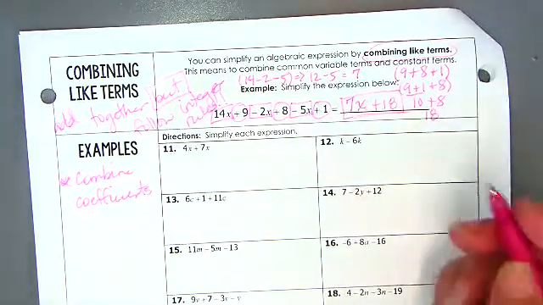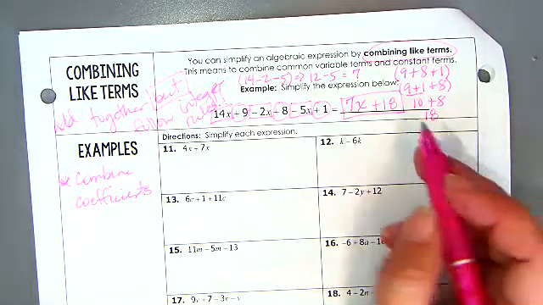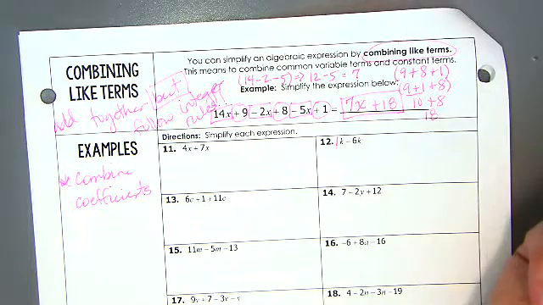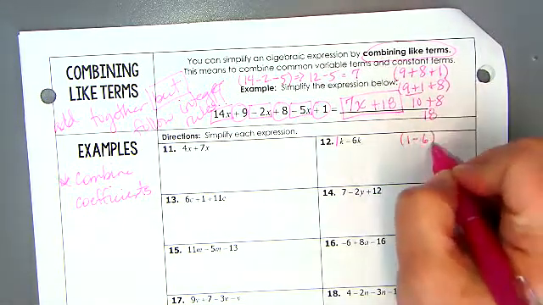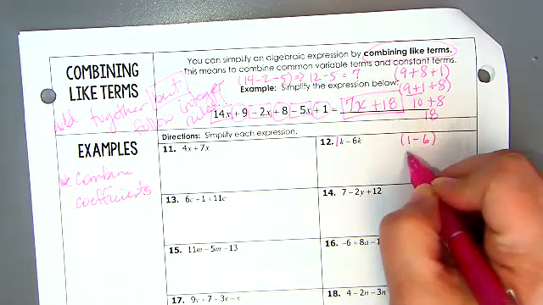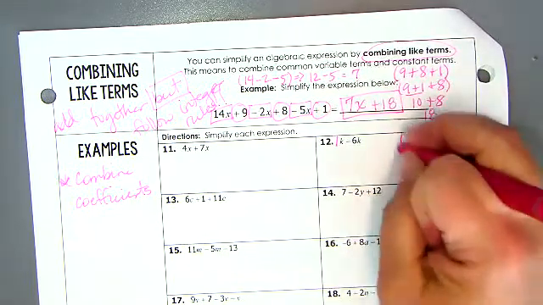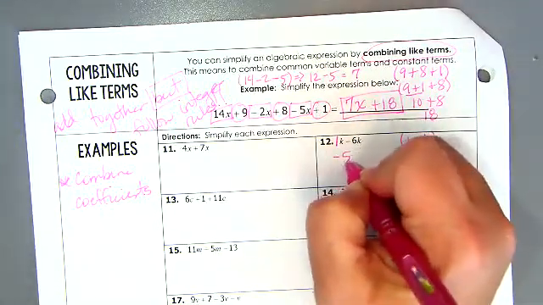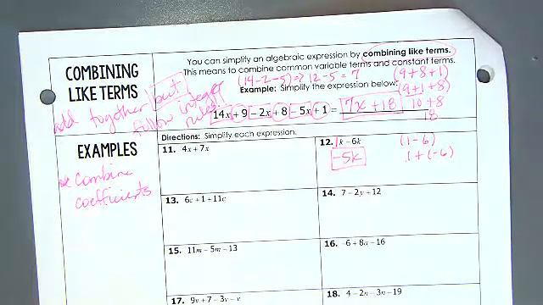All right, now we're looking at some examples, okay? All right, so if I look at number 12, remember this is understood to have a 1 right here. So that means I am doing 1 minus 6. That's battle because that's a negative 6. So this is the same as 1 plus negative 6, which is going to give me a negative 5k as my final answer.